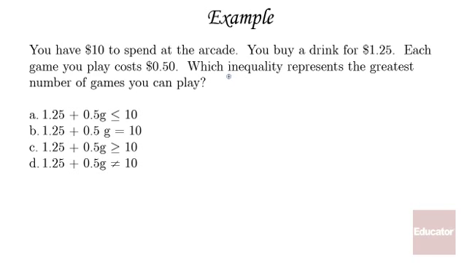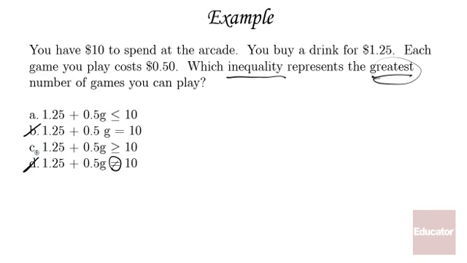It says, which inequality? Now, just that word alone will help me to cancel out 2 answers. B will be canceled out because that's an equation. And D, although it is unequal, does not tell me the greatest number of games I can play. It just says that they won't be equal. So that could be the least amount or the greatest amount. It doesn't really give me the greatest amount of information. So I'm going to also cancel out D.